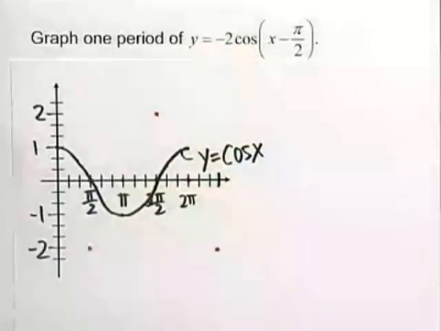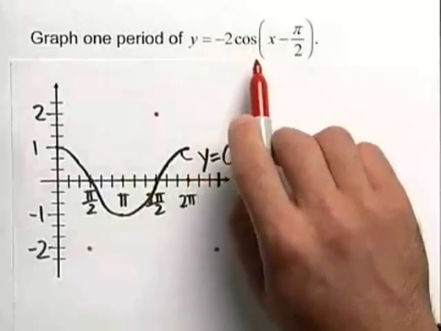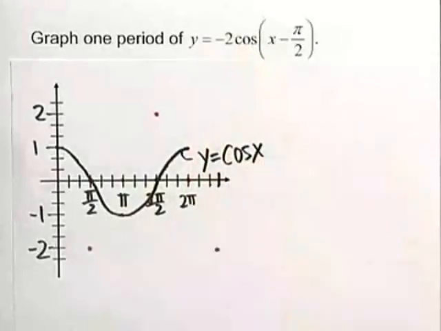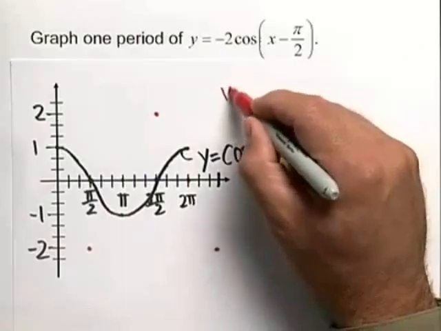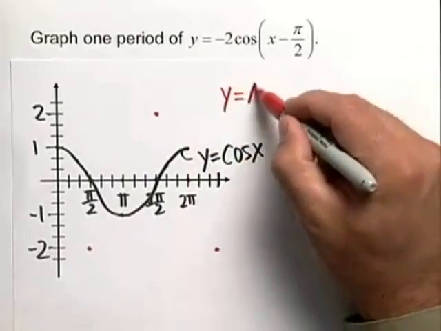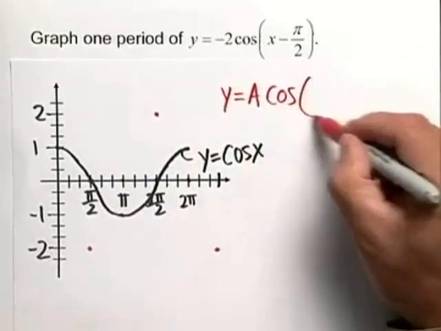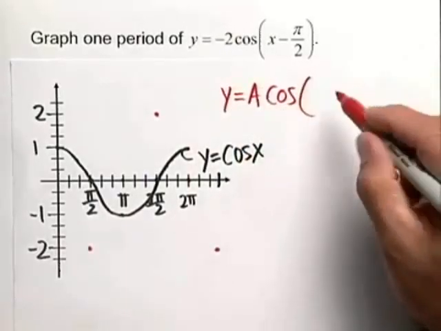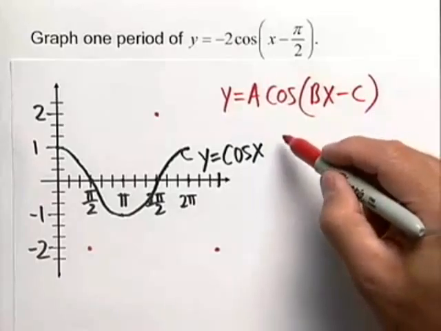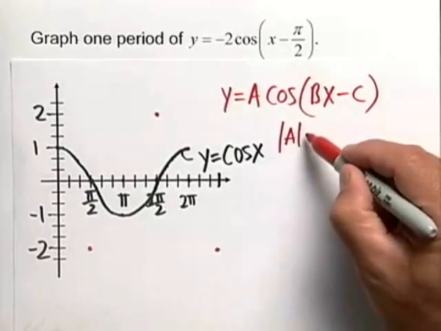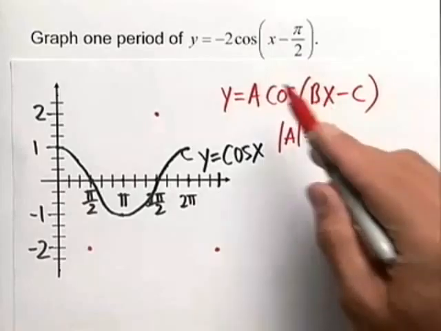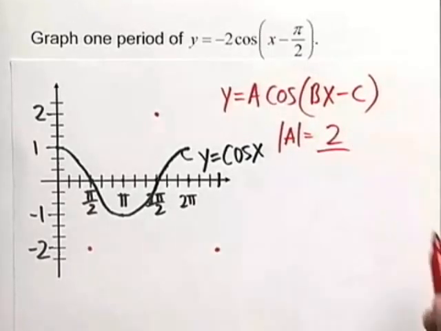Let's graph one period of a cosine function. We have -2 cosine the quantity x minus pi halves. This problem sets up of the form a times the cosine, in this case, of b x minus c. From this we can determine our amplitude. Remember, the amplitude is the absolute value of a. Absolute value of -2 is simply 2.